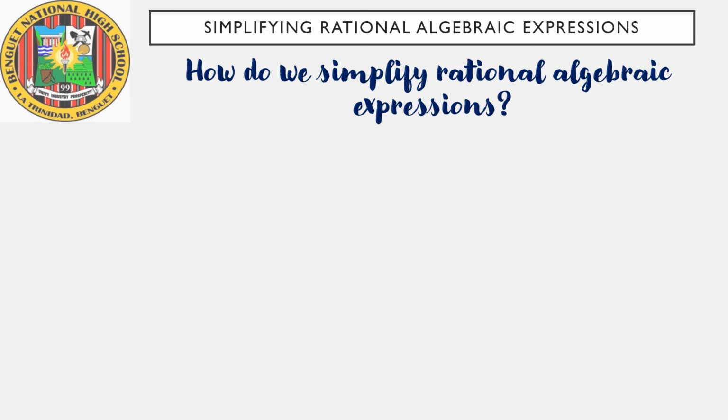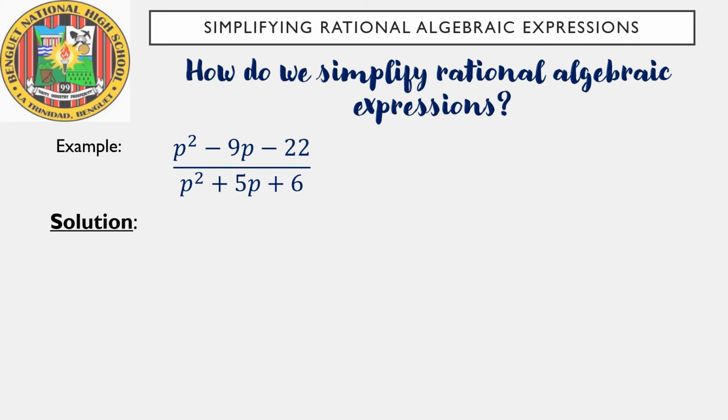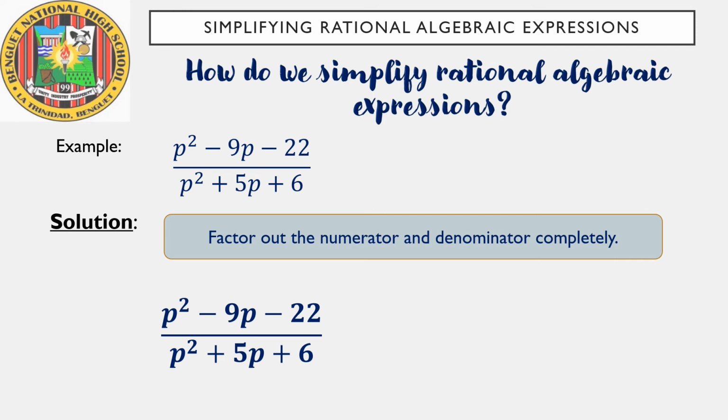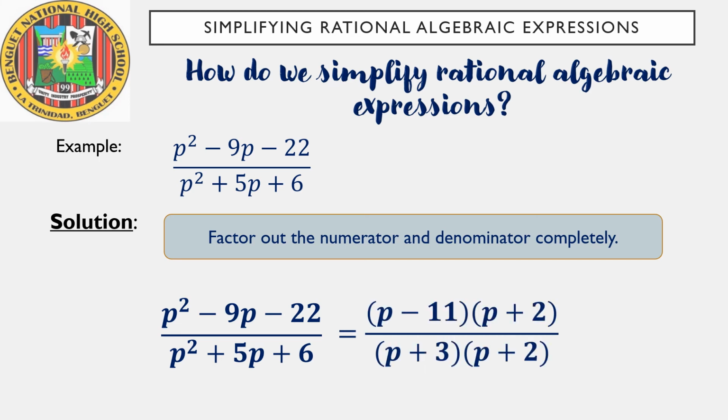Let's take a look at another example. This time, we have an RAE whose numerator and denominator consist of trinomials. To simplify this expression, we follow the steps that we have just discussed. First, we factor out completely the numerator and denominator. In this case, we apply the process in factoring quadratic trinomials since our numerator and denominator are trinomials. Factoring correctly results in this expression.